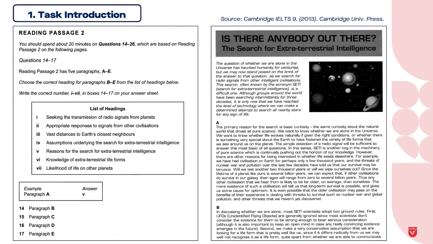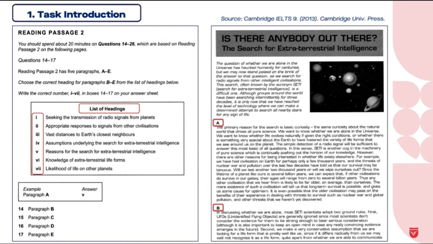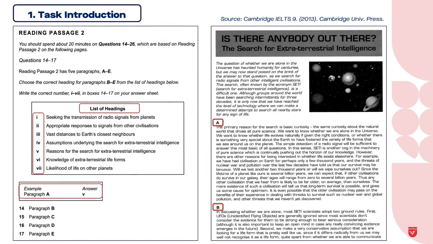Here's the example of this task type of IELTS reading skill, matching headings. As you can see, on your right, there is a reading passage with paragraphs A to E. And on your left, we can see a list of headings. So, what do you have to do? You need to read each paragraph and match it with a suitable heading that best describes the general meaning of that paragraph. An example has been given to you here.